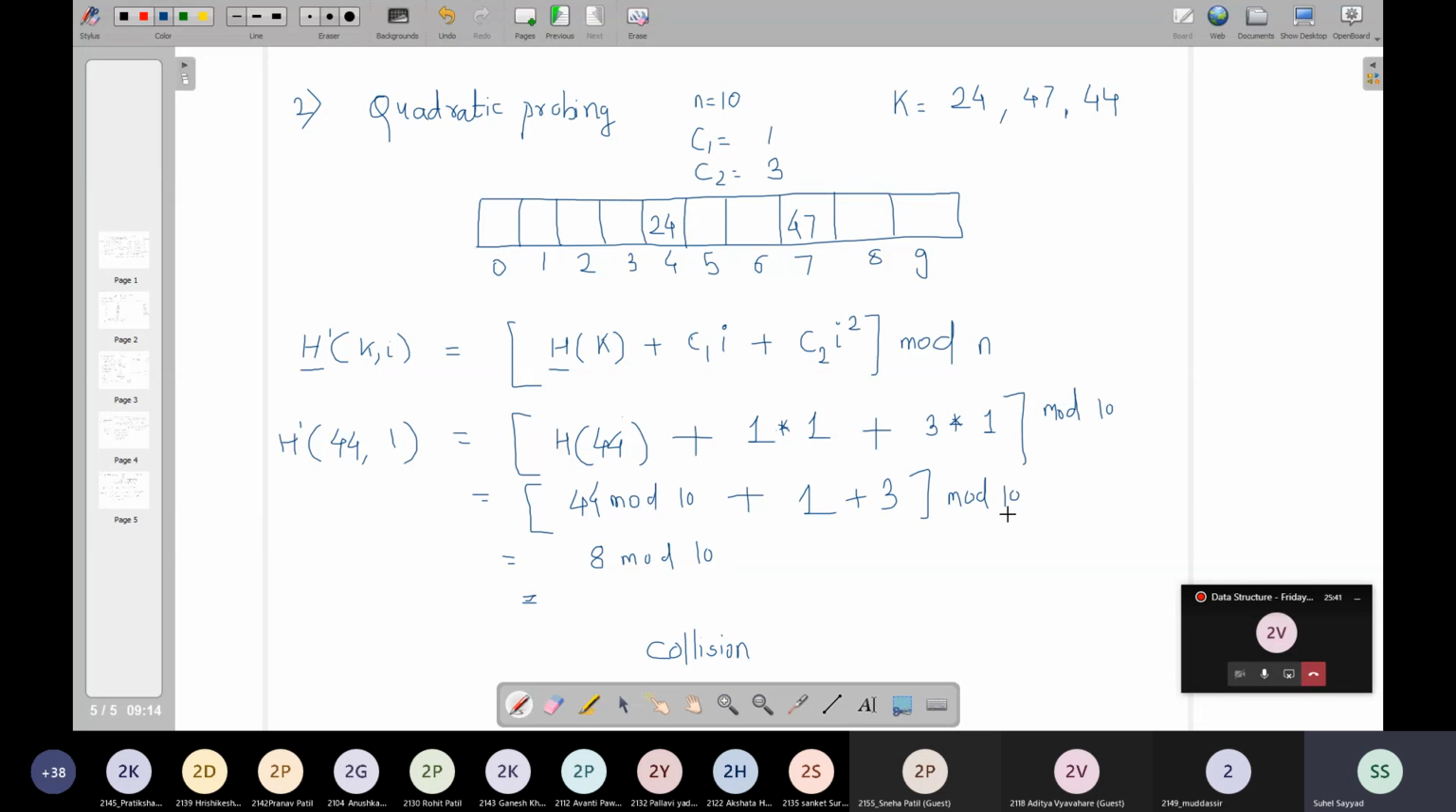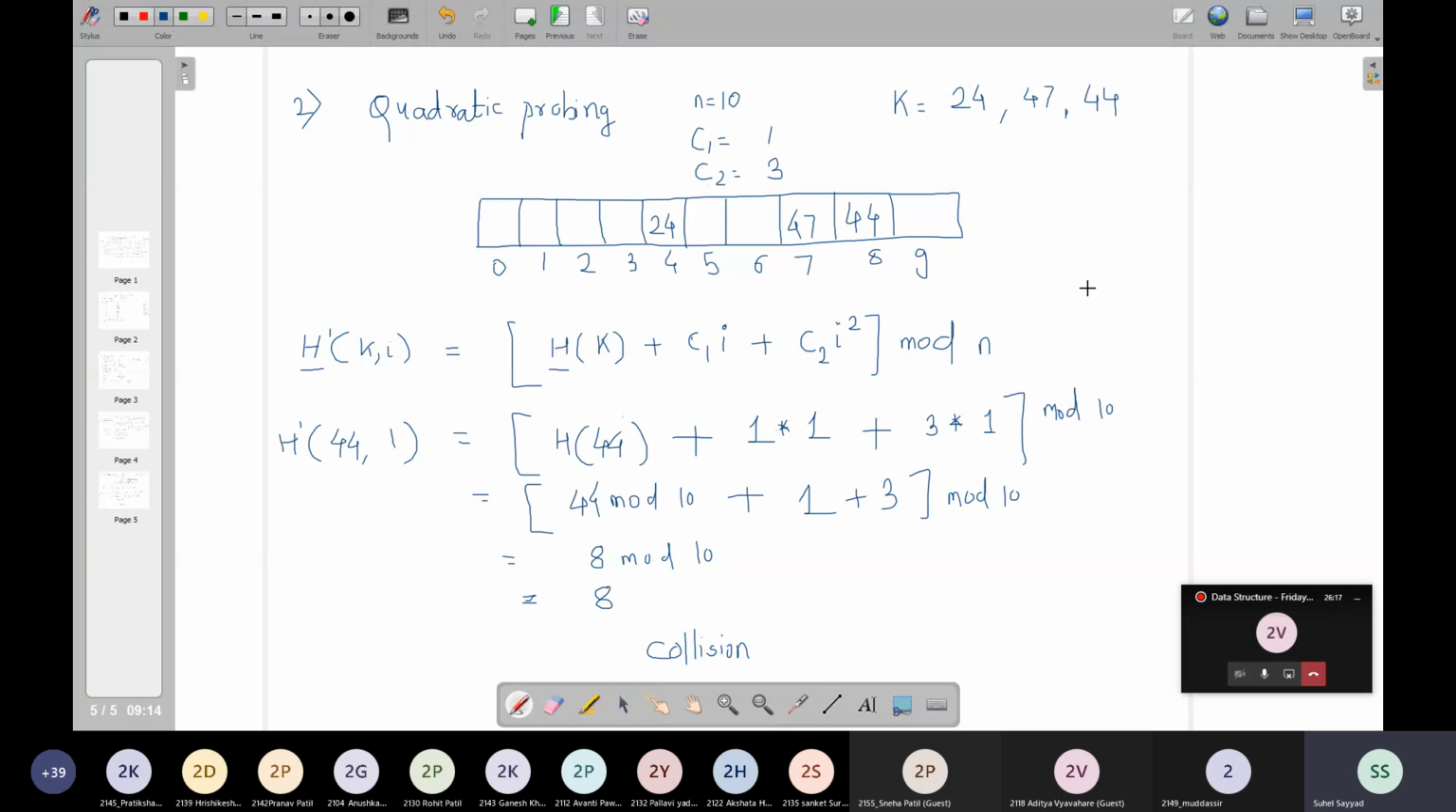8 mod 10. Don't forget there is an outside mod 10. Many times students forget this outside mod 10. Okay, now it is okay that your answer is coming within the range of 10. But if this answer increases, then sometimes students forget to write the outside mod 10 and they feel that their answer is wrong. Okay, so here the answer is coming out to be 8. So now here 8 is empty. So we will now be storing 44 at 8. Is it clear how we resolved the collision using the quadratic probing equation?